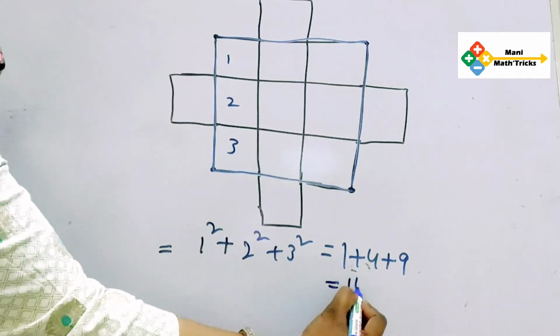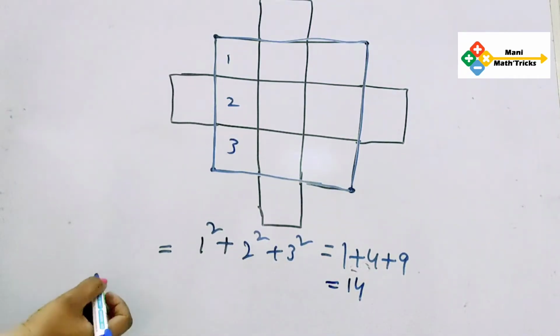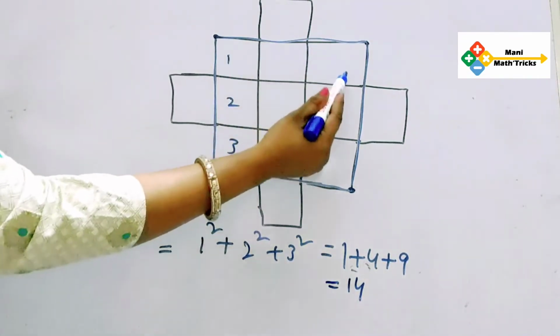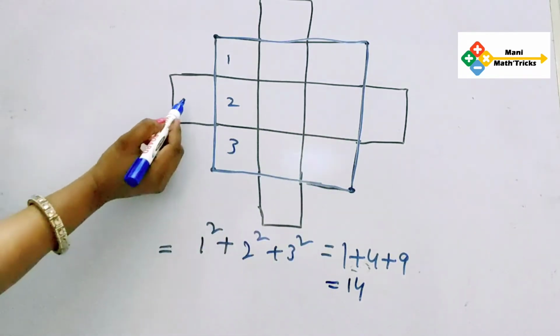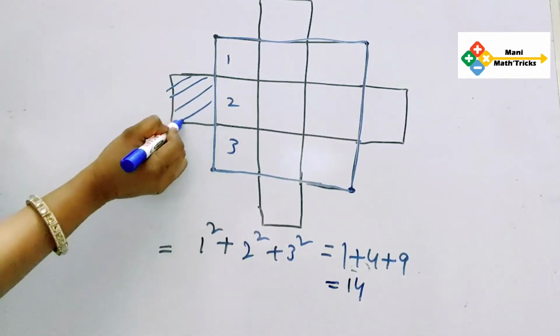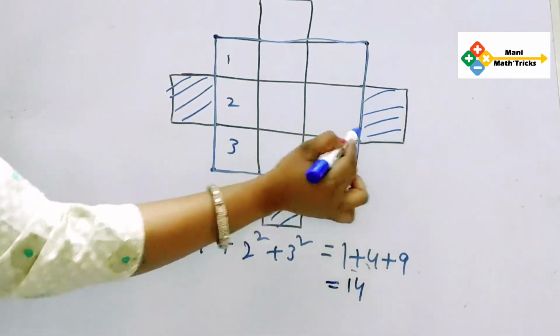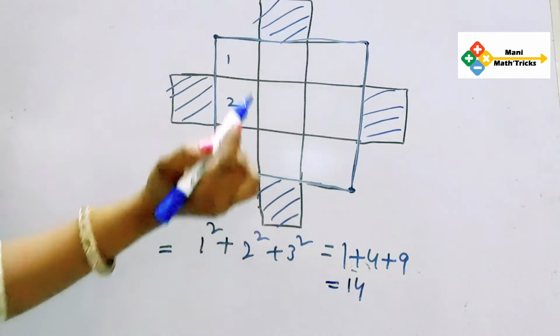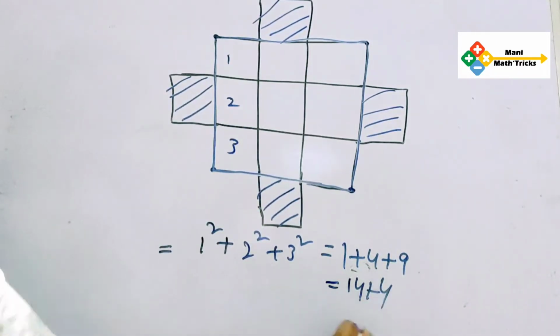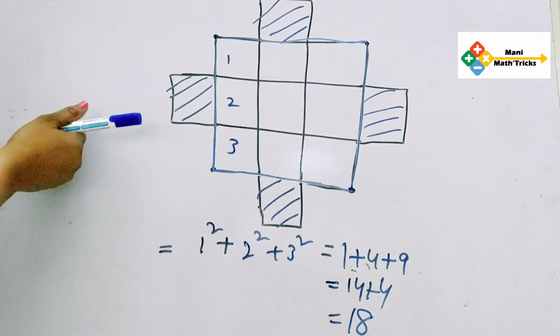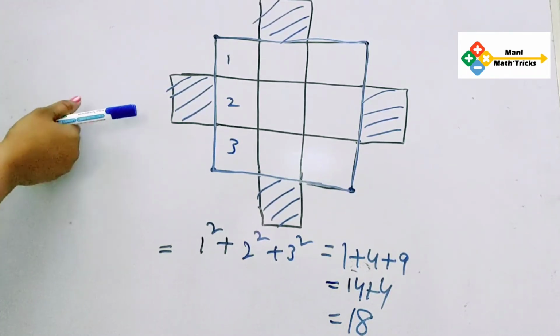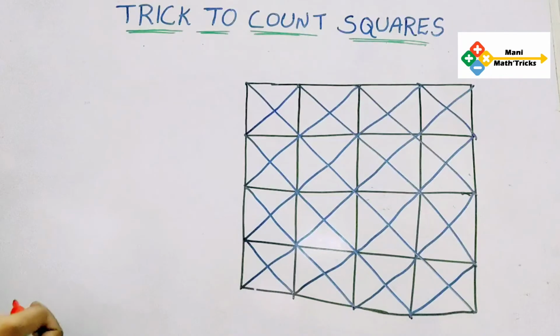That is equal to 14. And we have covered this part. The uncovered part was here: 1, 2, 3, 4. So you need to add 4 more. That is equal to 18. So the total number of squares in this figure is 18.